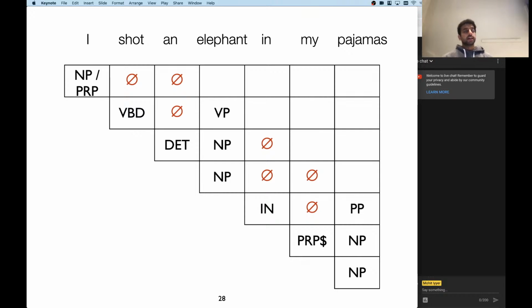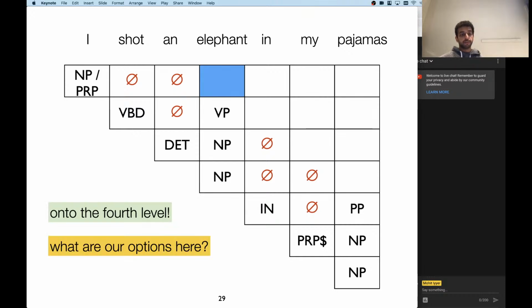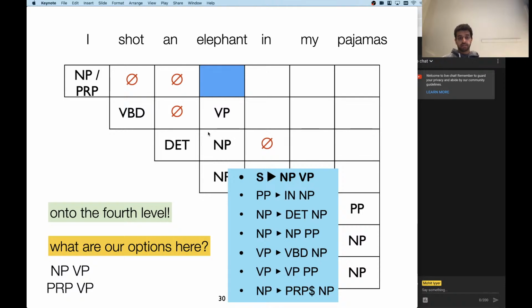All right, so things get more complicated as you go up the tree because you have to consider more split points of the phrase. So for the fourth level, now we have three options of split points. We have this NP, which is spanning I. We could combine it with this VP, shot an elephant, right? Because that whole thing now forms I shot an elephant. Or I could combine this PRP with this VP. I'm not sure if that's in our rule set.